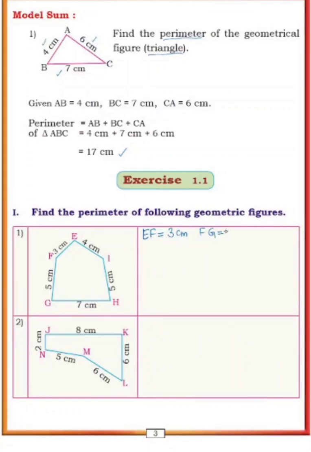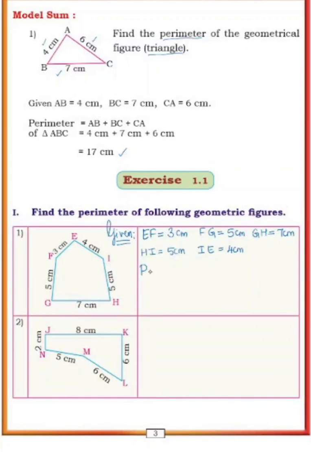FG is equal to 5 centimeters. GH is equal to 7 centimeters. The distance between HI is equal to 5 centimeters and the distance between IE is equal to 4 centimeters. Now this is given, right?